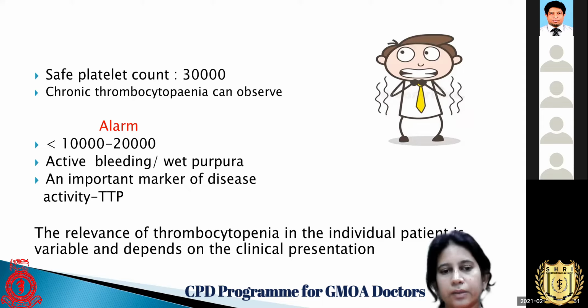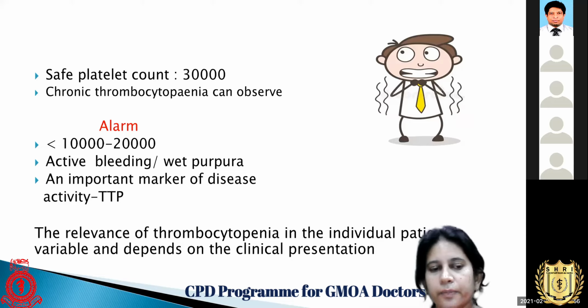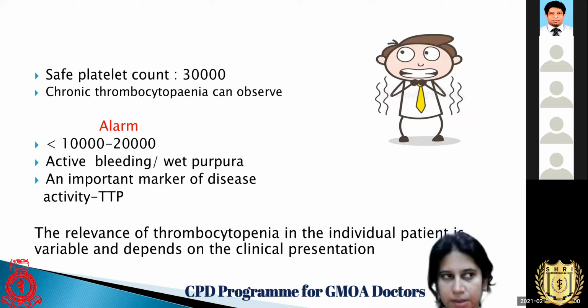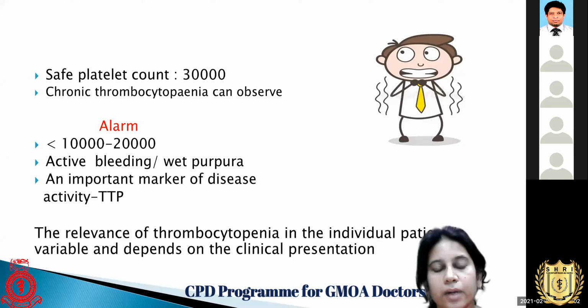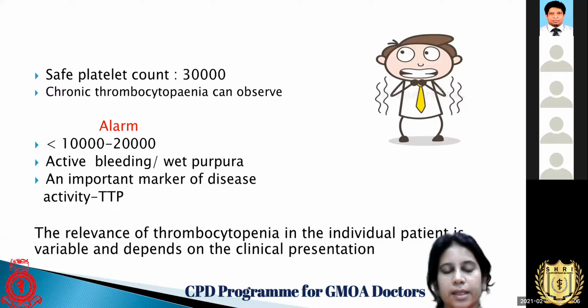Wet purpura, you have to investigate. And in involved patients, if you have a patient with TTP, you have to be cautious about the platelet count. If the patient is going for a surgery, then you have to keep an eye on your platelet count. So the relevance of thrombocytopenia in an individual patient is variable and depends on the clinical presentation.